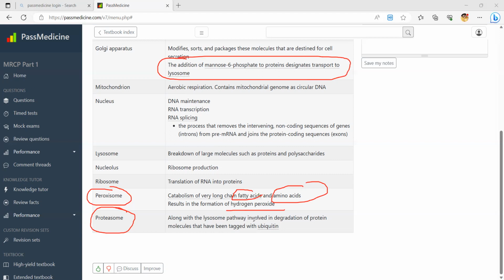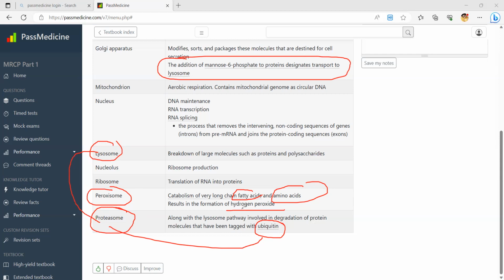Proteasome, along with the lysosome pathway, is involved in degradation of protein molecules that have been tagged with ubiquitin. So the clue is ubiquitin. When you get ubiquitin in the question option, then it is related to the proteasome. And proteasome is related with the lysosome; the names are similar, and they act in a similar manner. When you get ubiquitin in the scenario, it means proteasome. And peroxisome, peroxide, results in formation of hydrogen peroxide, and is related with catabolism of long chain fatty acids and amino acids.